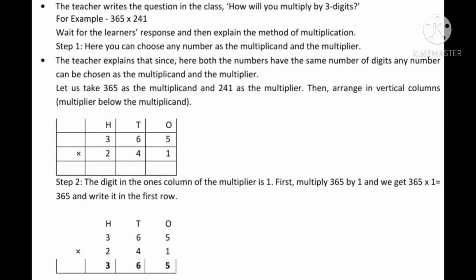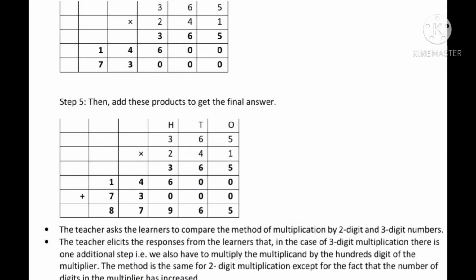Then step 2, the digit in the ones column of the multiplier is 1. First multiply 365 by 1 and we get 365 right in the first row. Then step 3, we have to multiply 365 by 4, but we have to place 0 in the ones column of the second row, right? So here we get 365 into 4, we get 1460. So write the product in the second row.